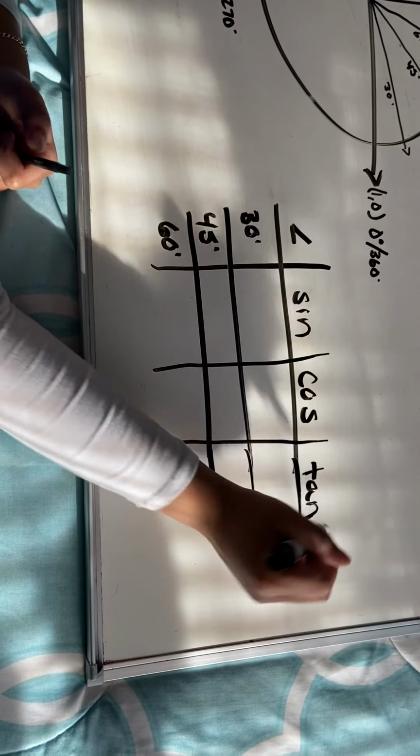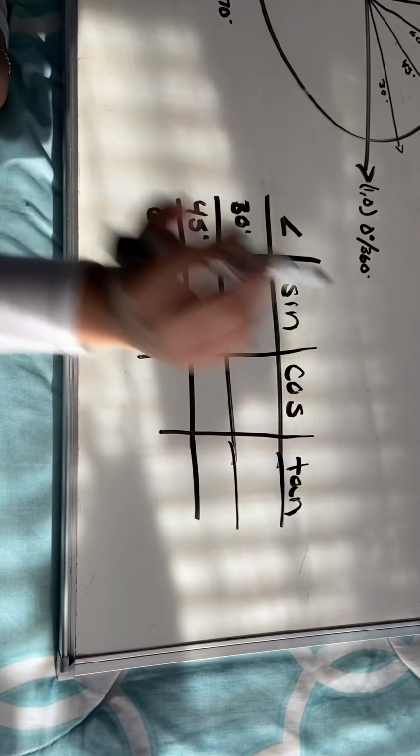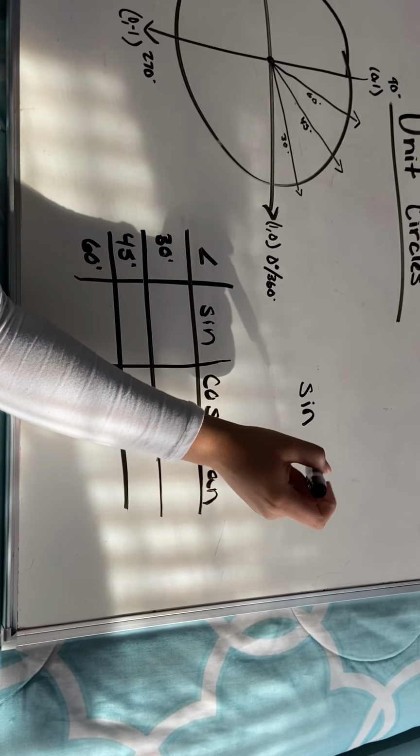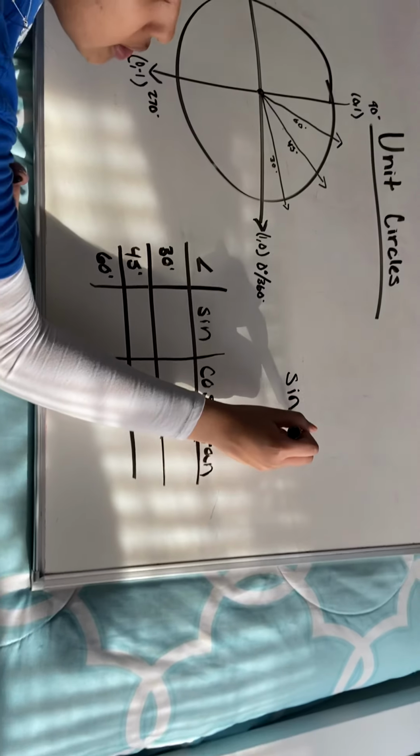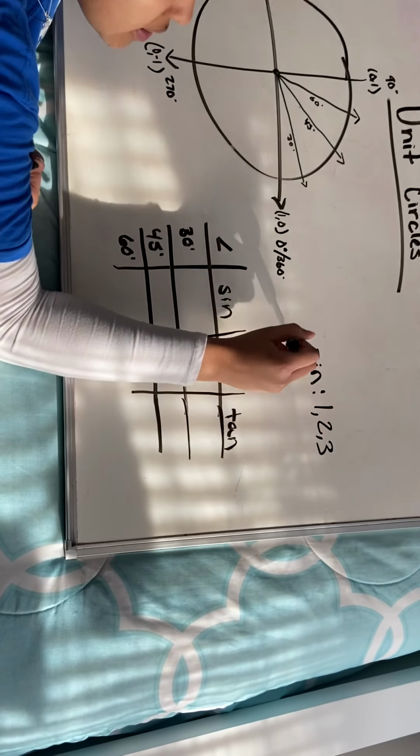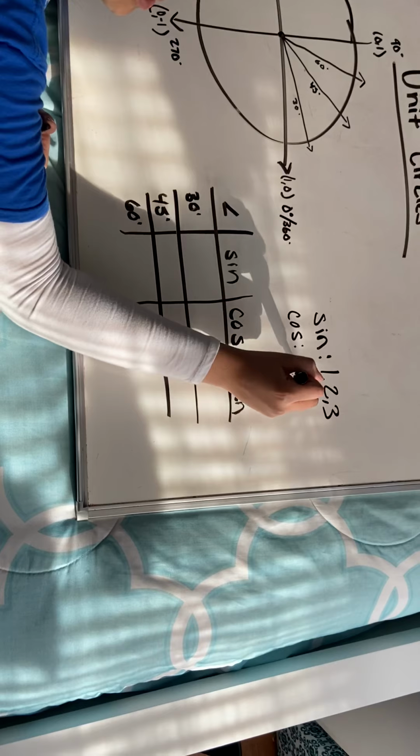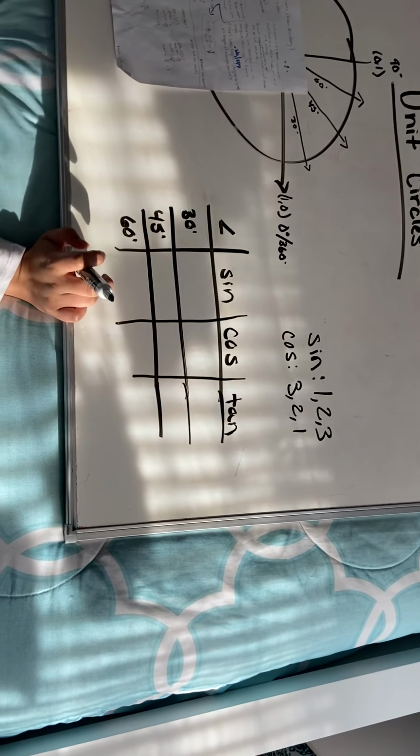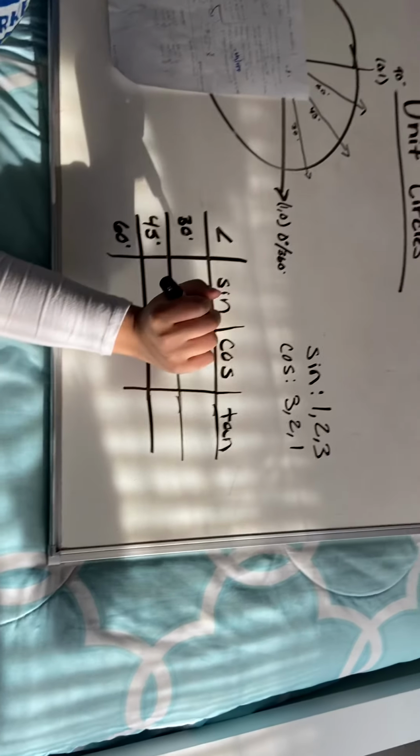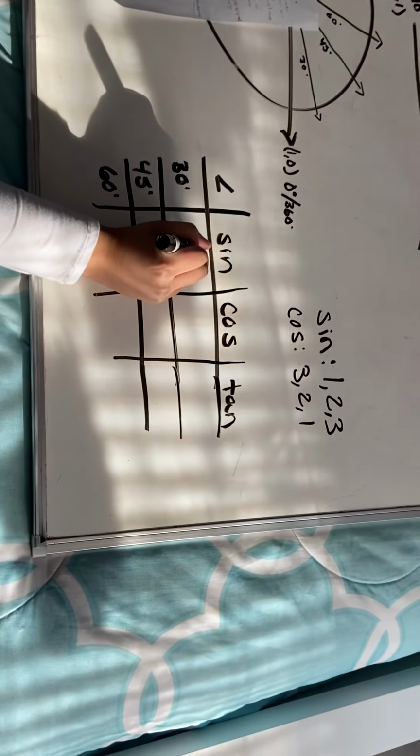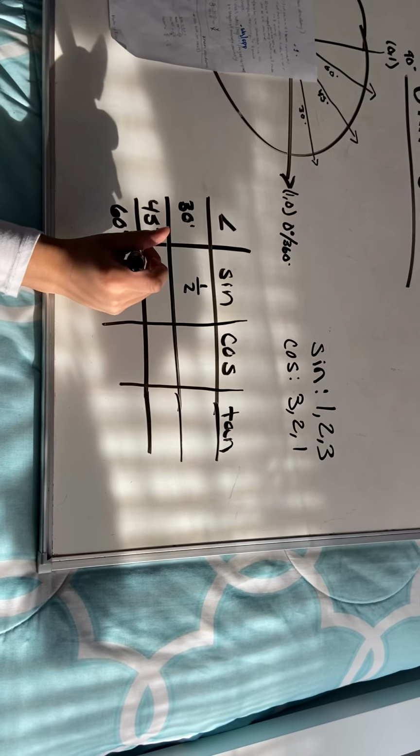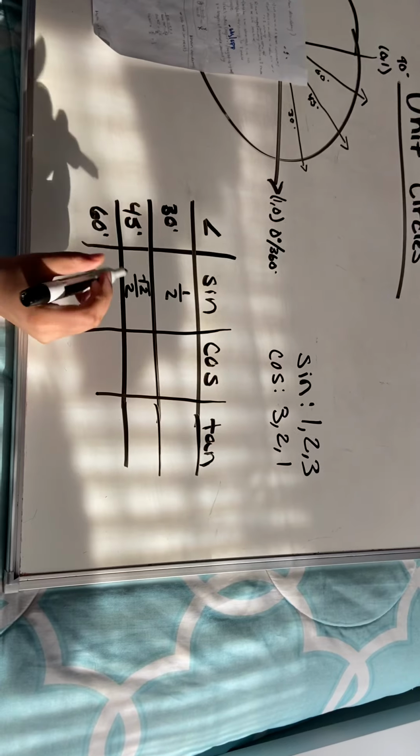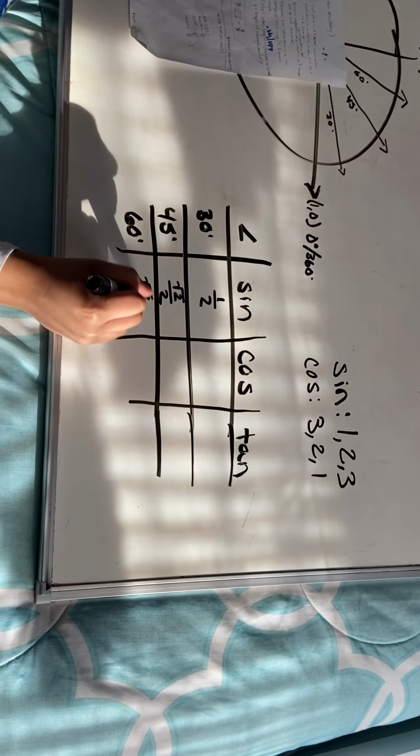So a pattern I learned is that sine is always 1, 2, 3, and cosine is always 3, 2, 1. And the denominator is always 2. So the sine of angle 30 would be 1 over 2. The sine of angle 45 would be the square root of 2 over 2. And then for angle 60, it'd be the square root of 3 over 2.